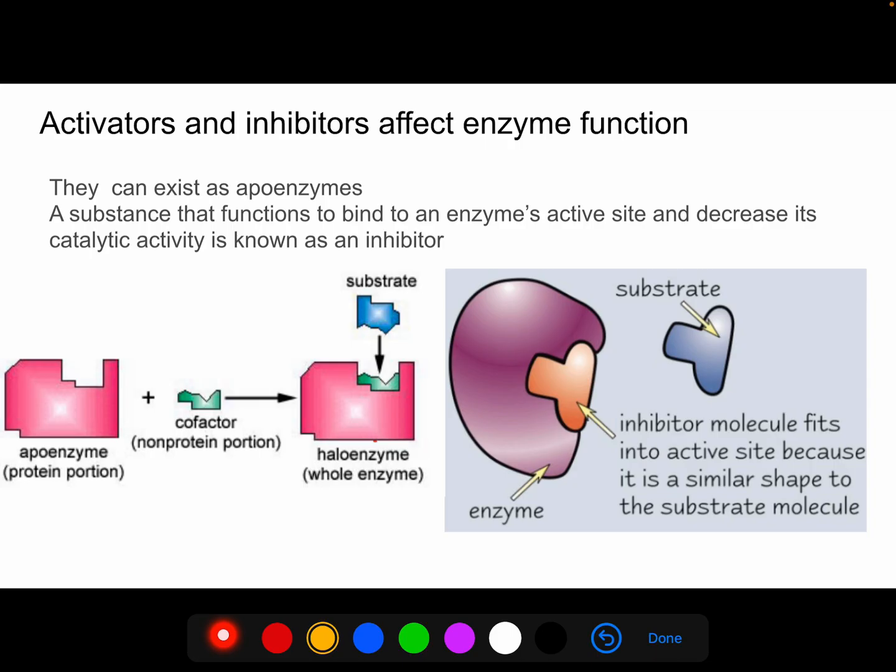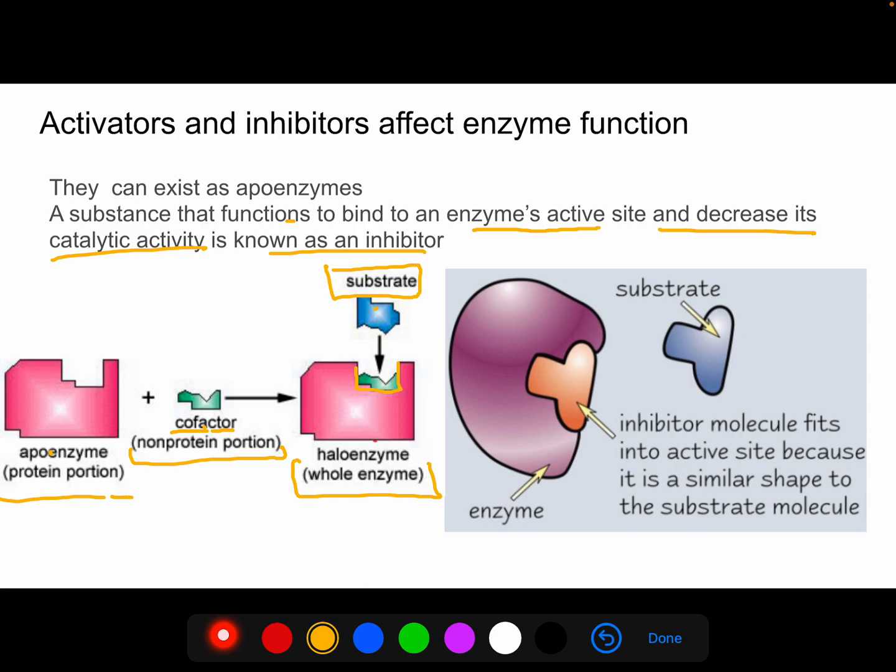Okay. The enzymes can be present as apoenzymes. So if we look here, we have the apoenzyme, that's the protein. But it is not functional by itself. It needs a helper, and we call it cofactor. That's a non-protein portion. When the apoenzyme binds to the cofactor, it will form holoenzyme or the whole enzyme. Holoenzyme is now ready to bind to the substrate. Substrate is the molecule that will bind to the enzyme, and it needs to be changed.